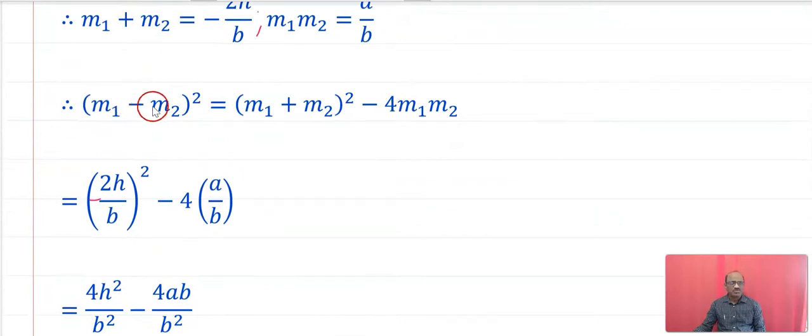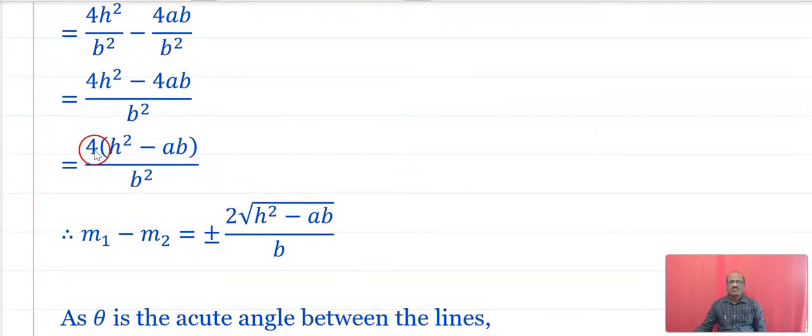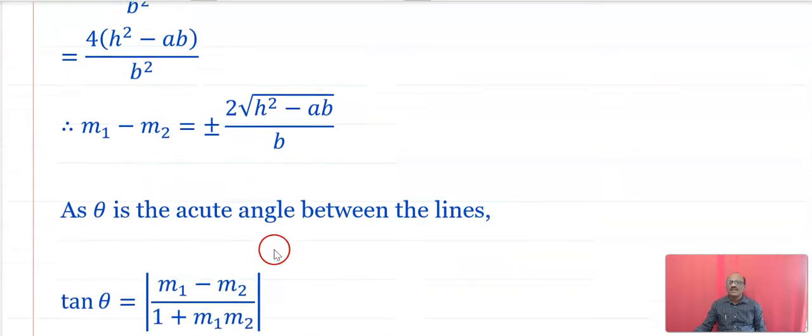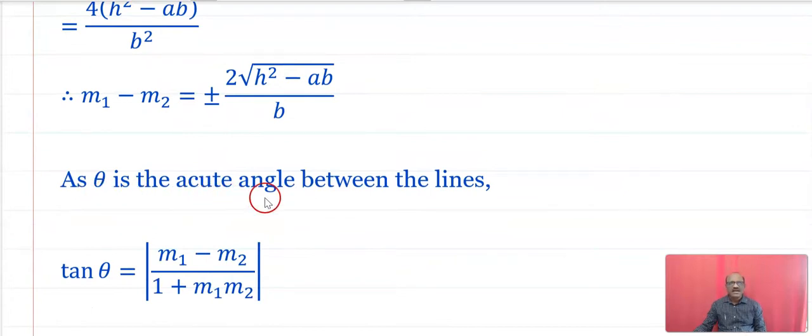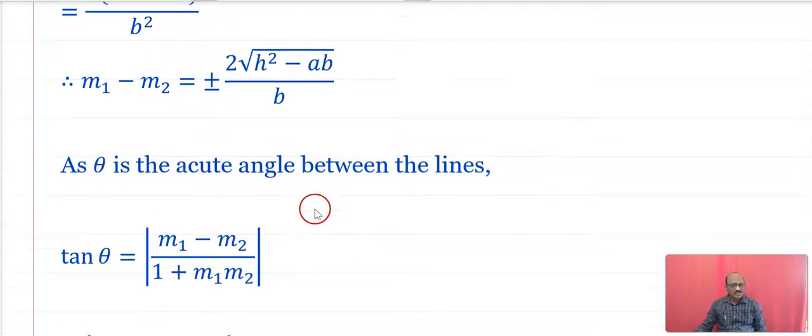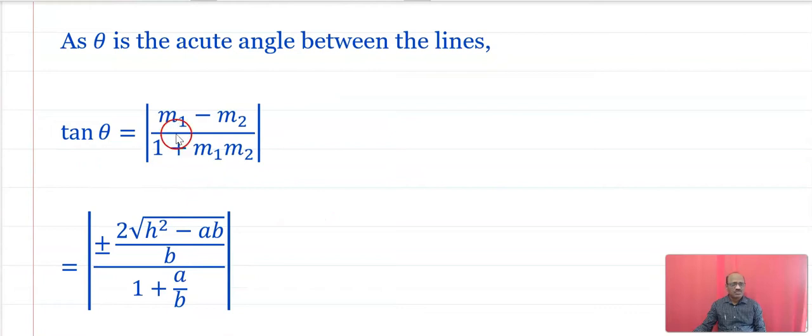(m1 − m2)² = 4(h² − ab)/b². Therefore m1 − m2 = ±2√(h² − ab)/b. As theta is the acute angle between the lines, tan theta = (m1 − m2)/(1 + m1·m2).